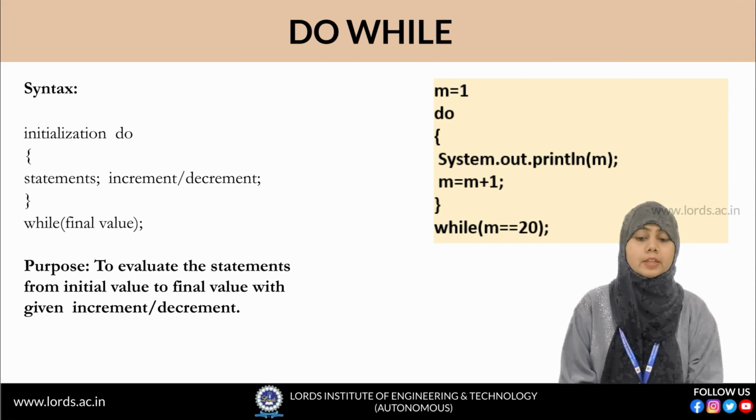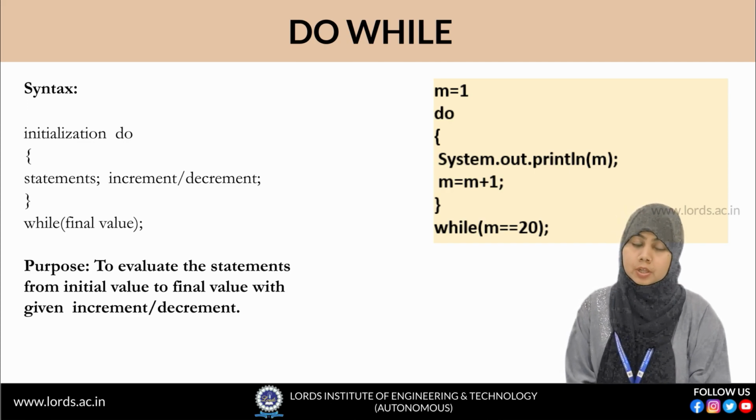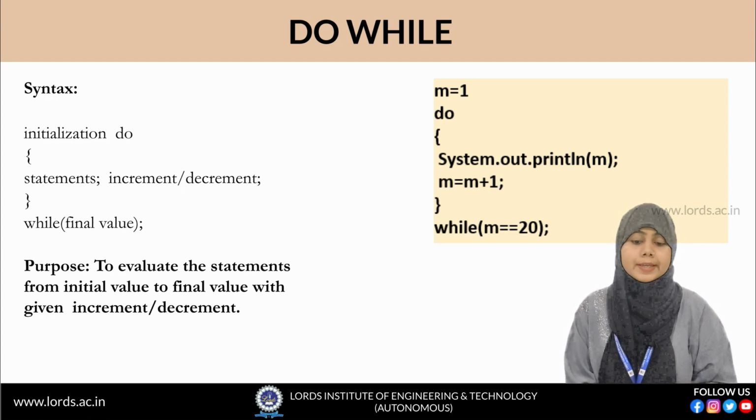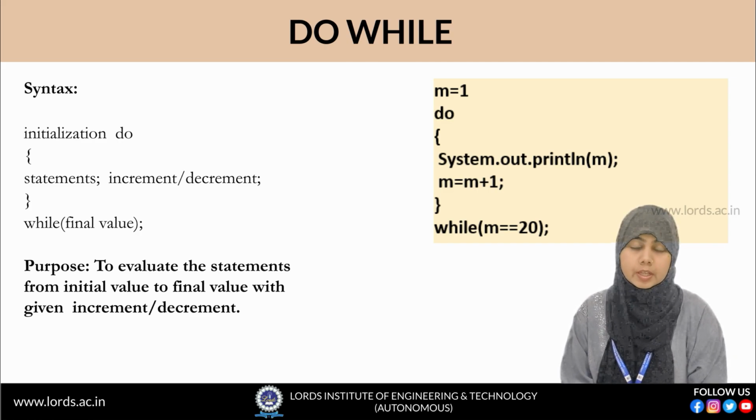Okay, so here in the do while loop, if you see the syntax, we have to go with the initialization, then we need to write the do keyword, and then the statement, increment and decrement operators, and then we need to go with the while condition. If you have observed the difference between while and do while loop, here the condition is being checked at the last. That is the reason where we want at least one statement to be executed, we recommend going with the do while loop, because it will execute at least one statement before checking the condition.